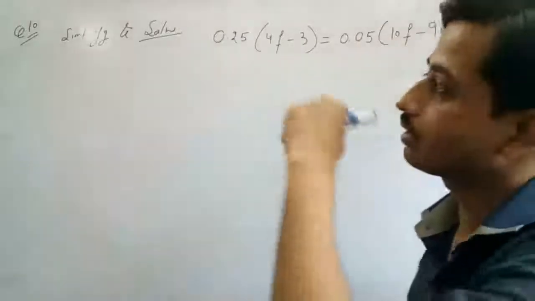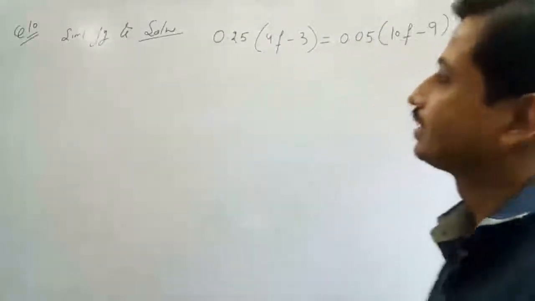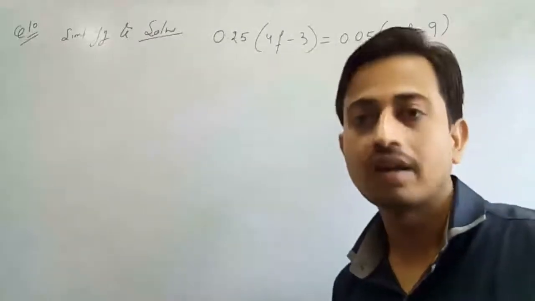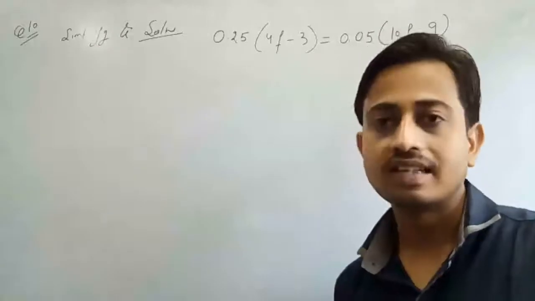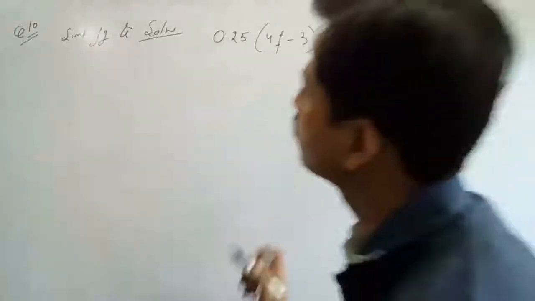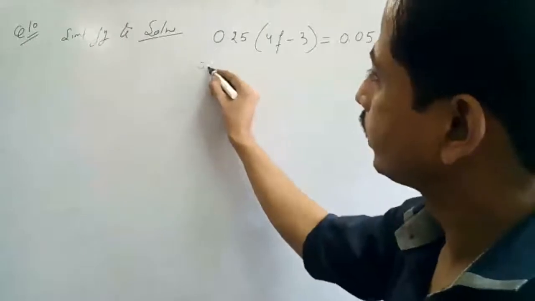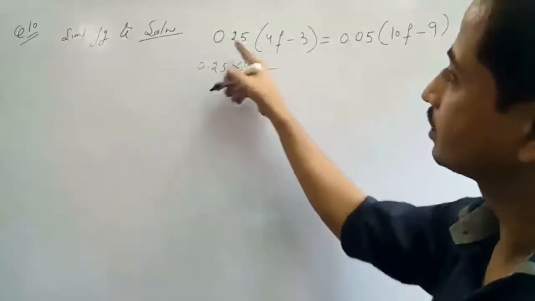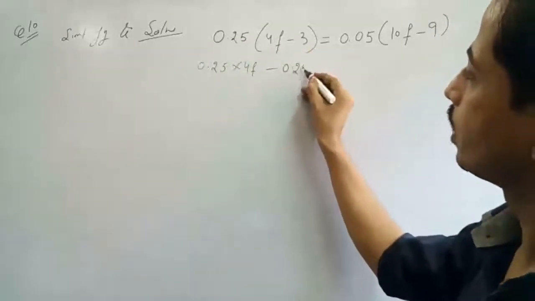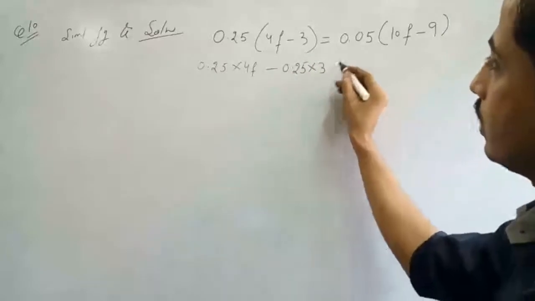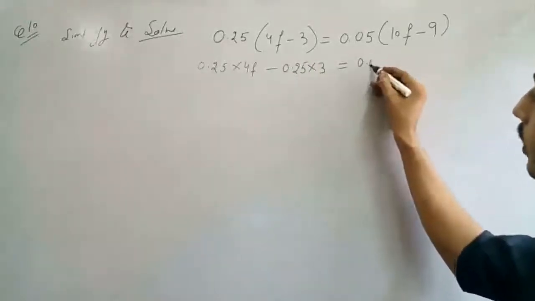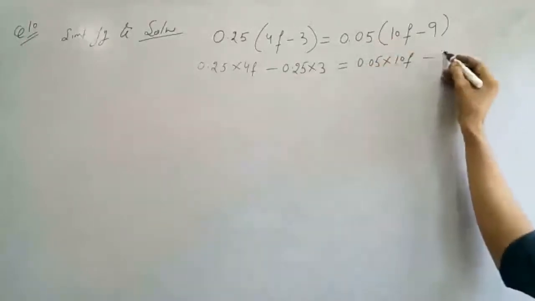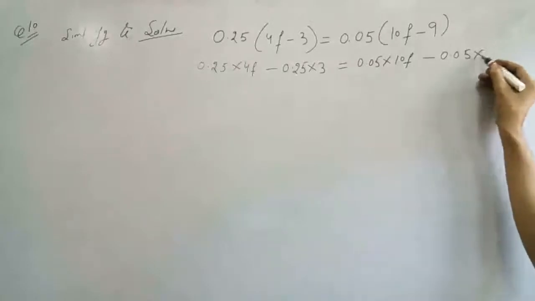Now to solve question number 10, simplify and solve. It's very easy. Now what is the main term? Decimal point terms. You already know how to multiply a term with a decimal point number. First we have to multiply. 0.25 multiplied with 4f minus 0.25 multiplied with 3. Same here, 0.05 multiplied with 10 into f minus 0.05 multiplied with 9.